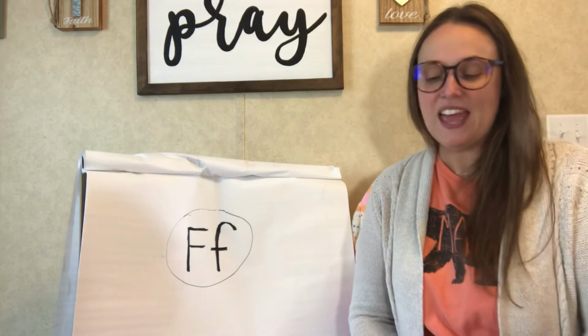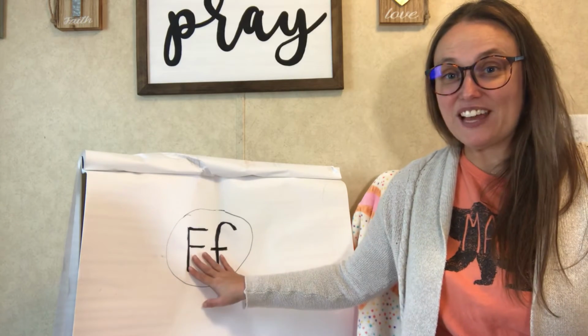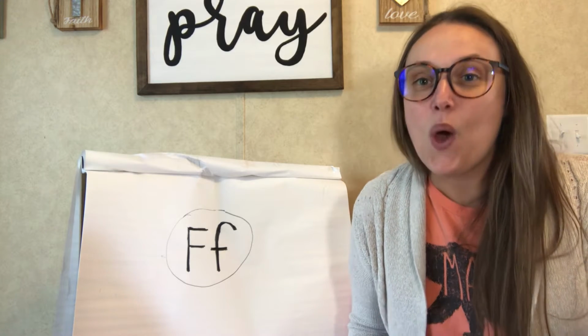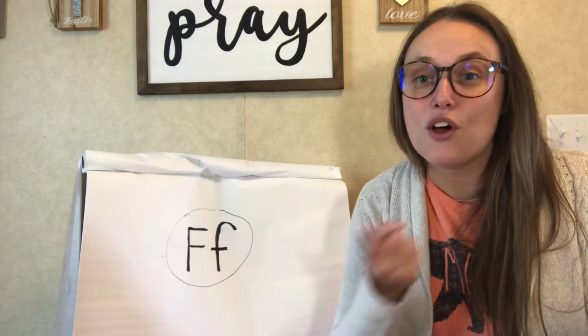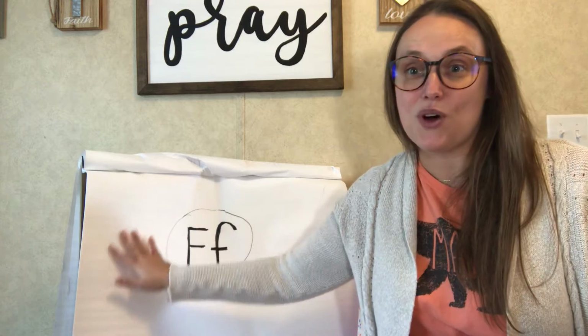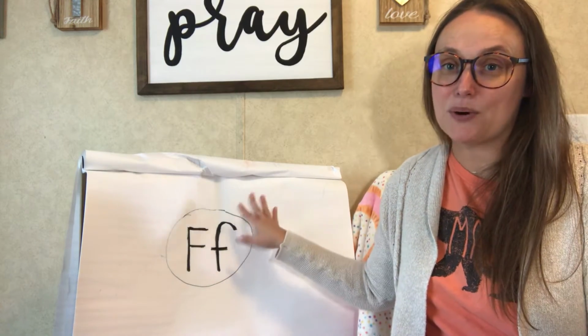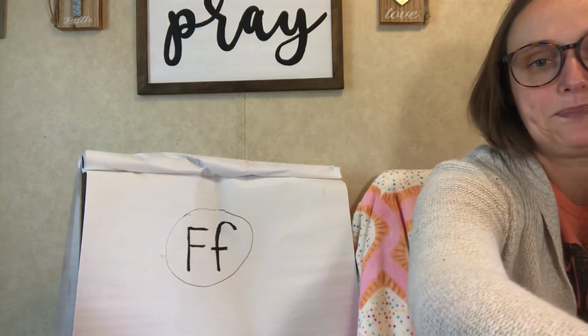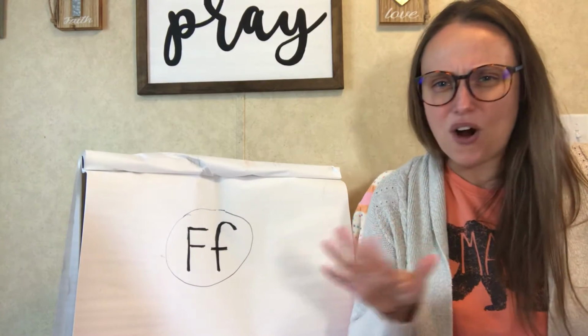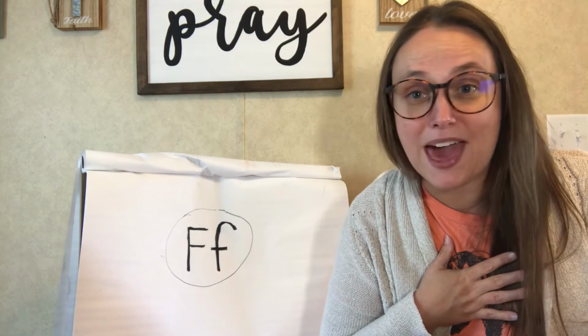Good job. So, this is our letter F circle map. Do you know what we're going to do? I bet you can guess. We're going to think of some things that begin with the sound F. And Miss BJ is going to draw them up here on our letter F circle map. And remember, Miss BJ's not the best artist, but I do try my best, and that's all that matters.